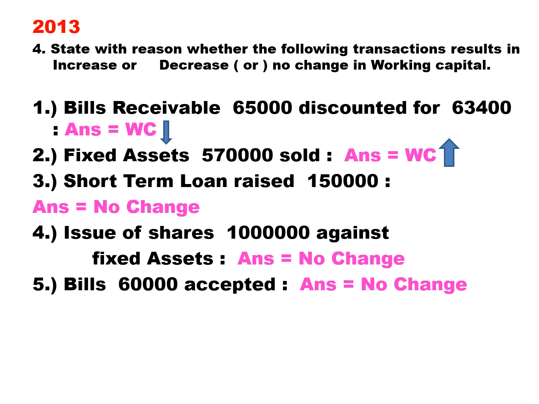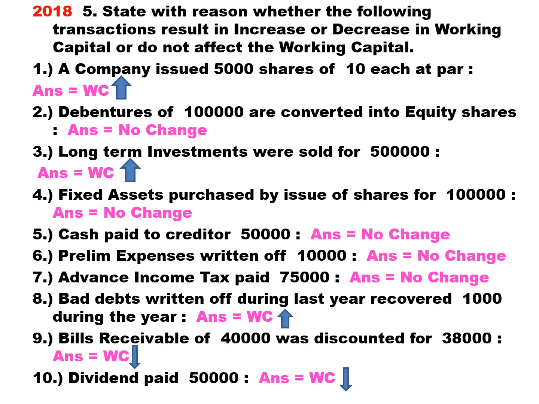So next question, students. This problem has come for 2018. So the first point, a company issued 5,000 shares of rupees 10 each at par. So it's a transaction between the shares and the cash. Shares are issued and the cash is received. So there is an increase in working capital. Debentures of rupees 1 lakh are converted into equity shares. Equity shares and debentures are the two accounts that are affected. So it's a transaction between non-current items, no change.